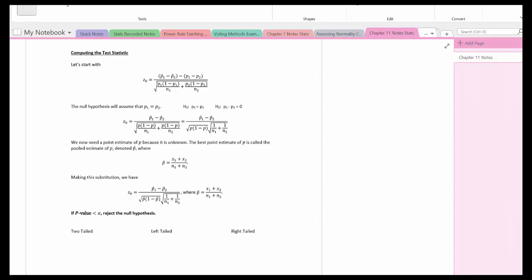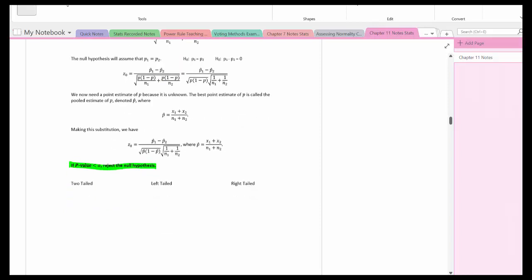Okay, so computing the test statistic, we can start with the given. The null hypothesis, we will assume that p1 is equal to p2. So I've written out that. And then, of course, I can subtract p2, so p1 minus p2 is equal to 0. So this particular piece ends up being 0. So I'm just left with p hat 1 minus p hat 2. Okay? And I can rewrite the denominator. So we now need a point estimate of p because it is unknown. The best point estimate of p is called the pooled estimate of p, denoted p hat, and that's given. So making that substitution, we have this. Again, keep in mind with this, if the p-value is less than alpha, we will reject the null hypothesis.